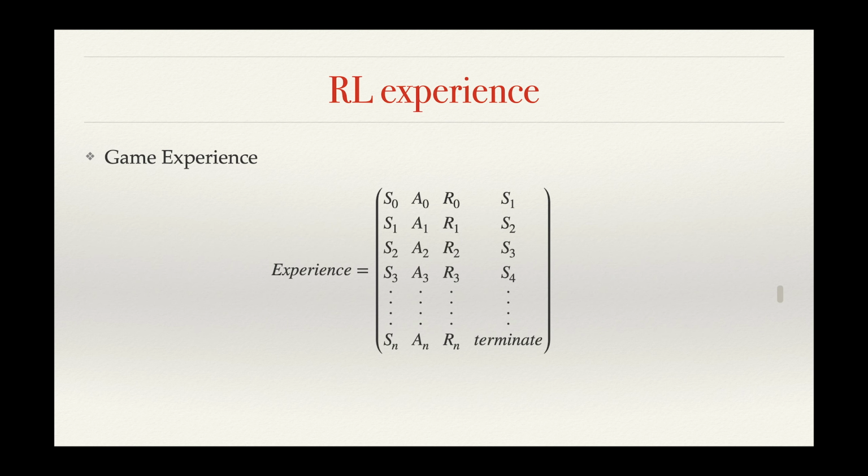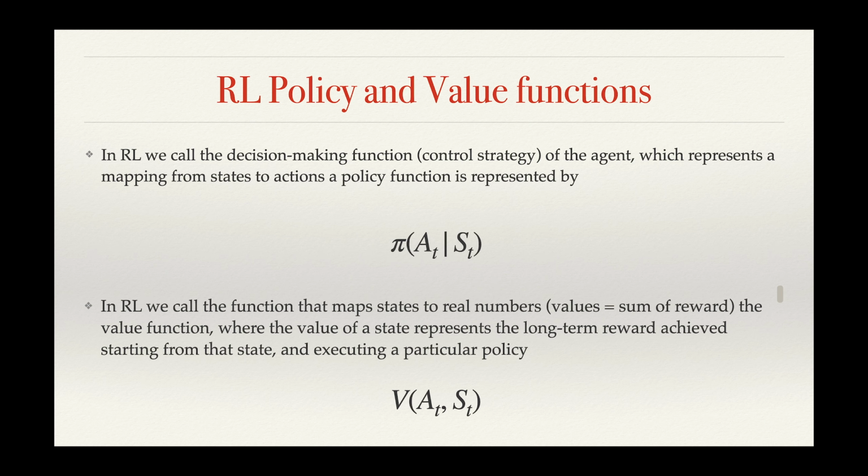So the game experience in general is a long memory, a long matrix, let's say, where in each row we have a combination of these four: the current state, the current action that is taken, the reward that we get, and the next state. And we will do that for different steps along the game. And sometimes the next state would be terminal, when the agent loses the game, for example. And sometimes it's used in order to improve the performance of the model.